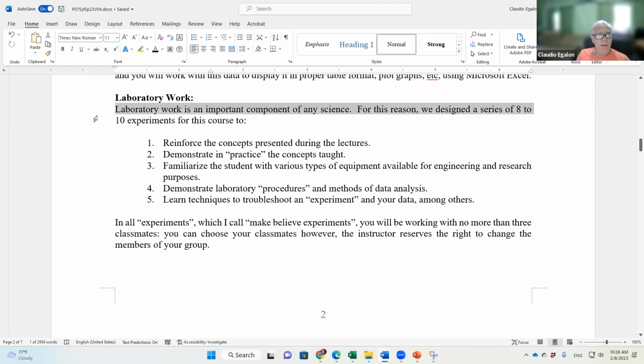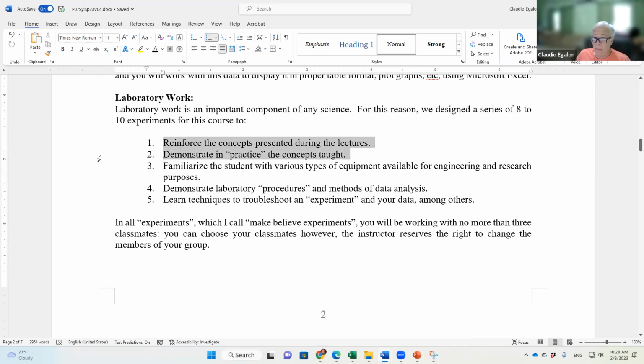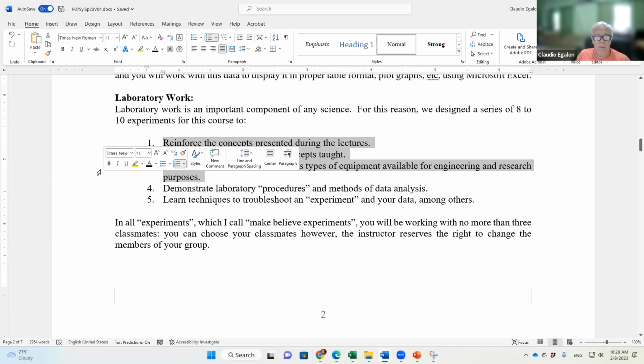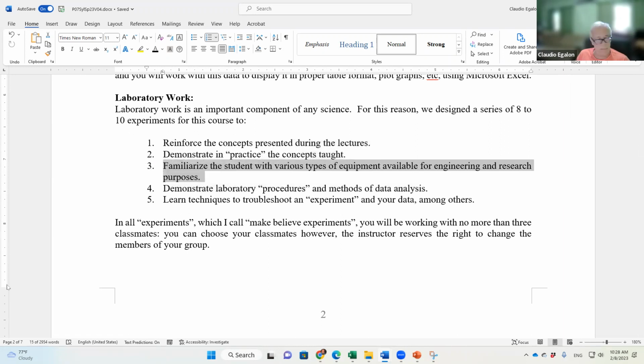So laboratory work is an important component of any science. The ideal way of doing those experiments is in the actual lab, with hands-on experiments, okay? So you learn far more when you do that. The idea of the lab is to reinforce the concepts presented during the lectures, demonstrate in practice the concepts taught, and familiarize the students with various types of equipment available for engineering and research purposes, okay?